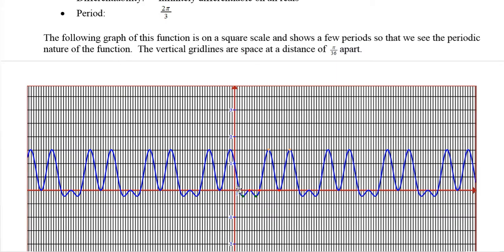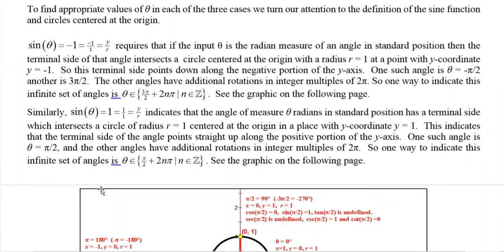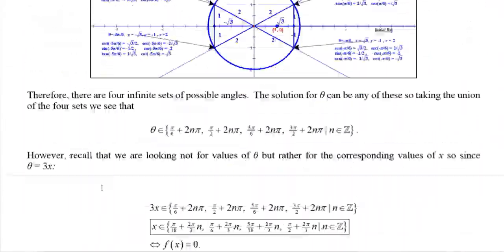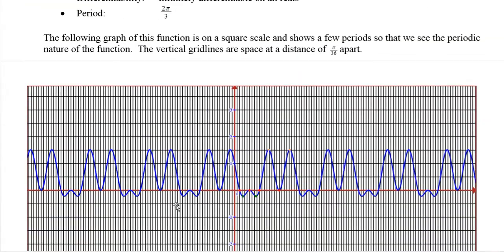And so if we did the x value of this minimum, that's the smallest one of these numbers, approximately 0.1745, or exactly pi over 18. The next one is at pi over 6, or approximately 0.5236, and that's going to be the x-coordinate of this maximum here, and so forth. You can just keep going from there.